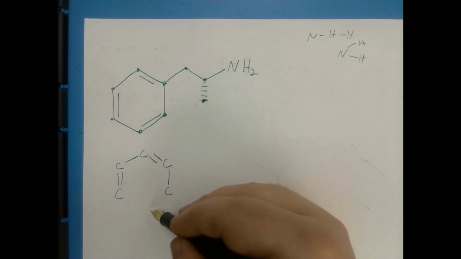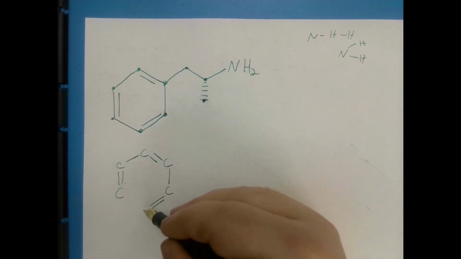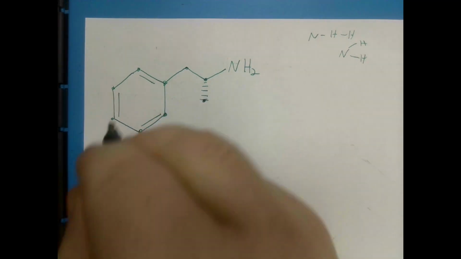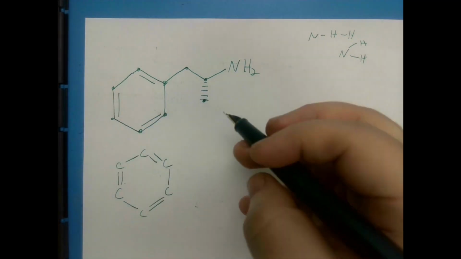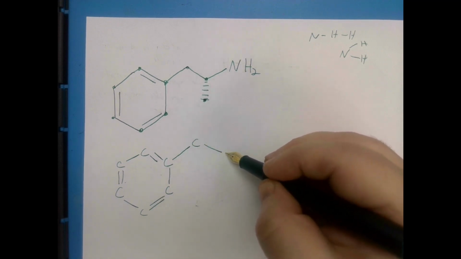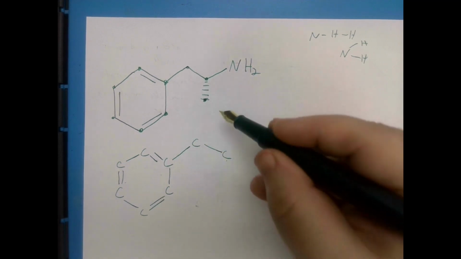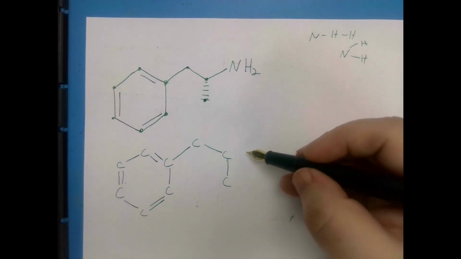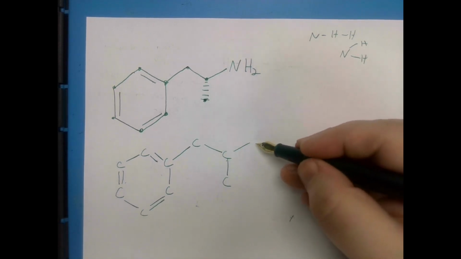You might also see this ring a lot, or this benzene ring. A lot of organic chemicals have a benzene ring. And you don't have to do this dashed line. I don't care about which molecule you're referring to.